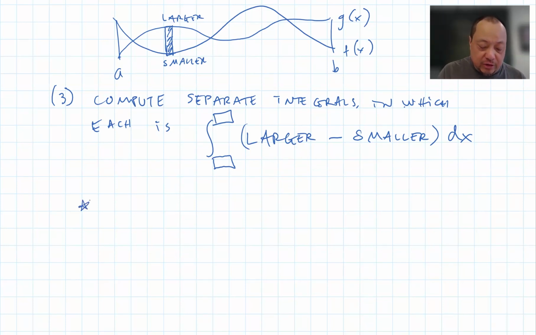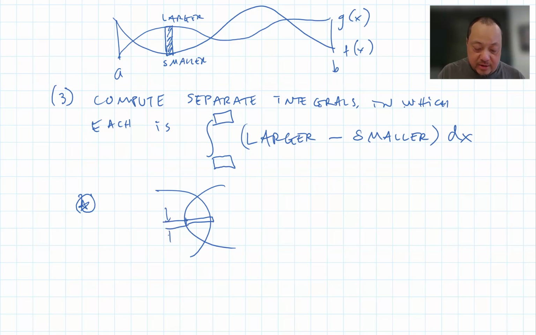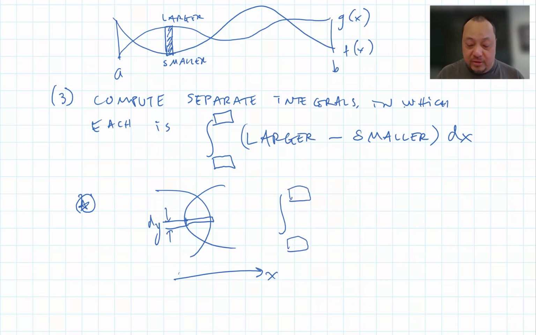There are situations where the graphs are this way, and you may want to do it with a thin slice horizontally instead, where the thickness of it is a small little dy. So in this case, you take an integral, again, larger minus smaller, but larger now means the function to the right minus the smaller function to the left.